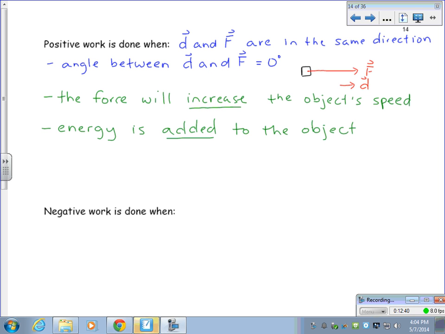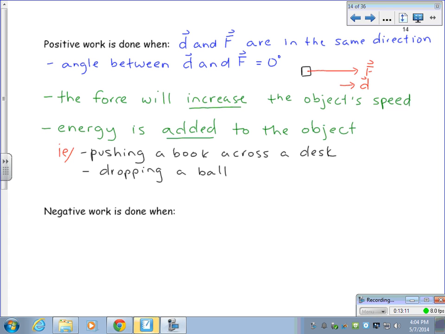So examples of that would be things like pushing a book across a desk. You're adding energy to the object by applying a force. The book is moving in the same direction that you're applying the force, so that's going to increase the object's speed. Another example is dropping a ball. In that case, it's the force of gravity that is adding energy to the object and increasing the object's speed, because you're dropping the ball.